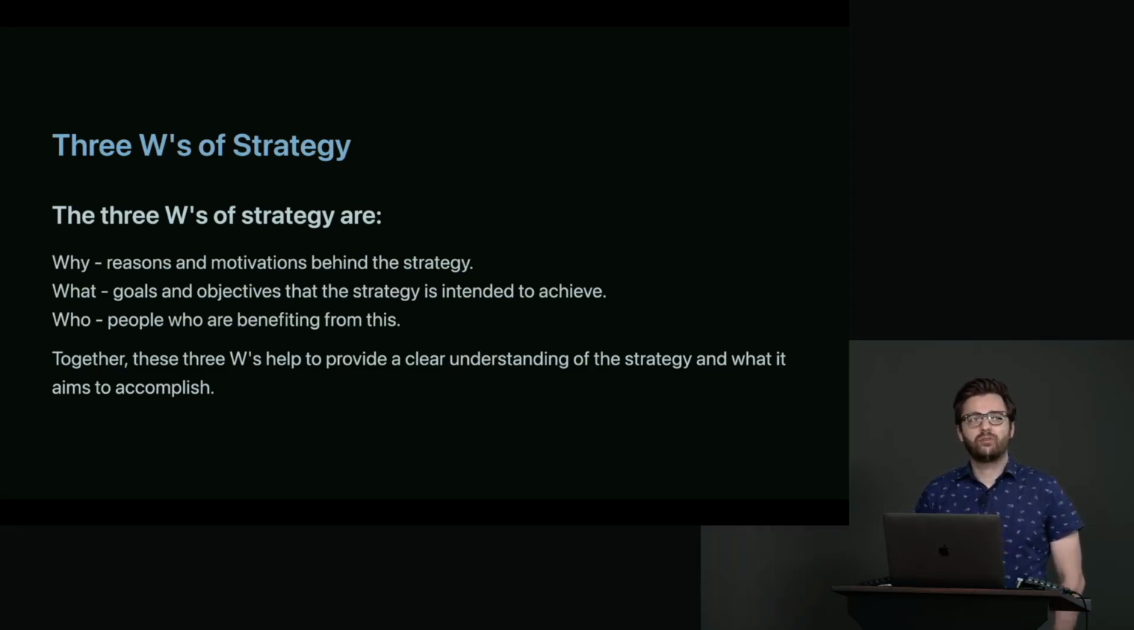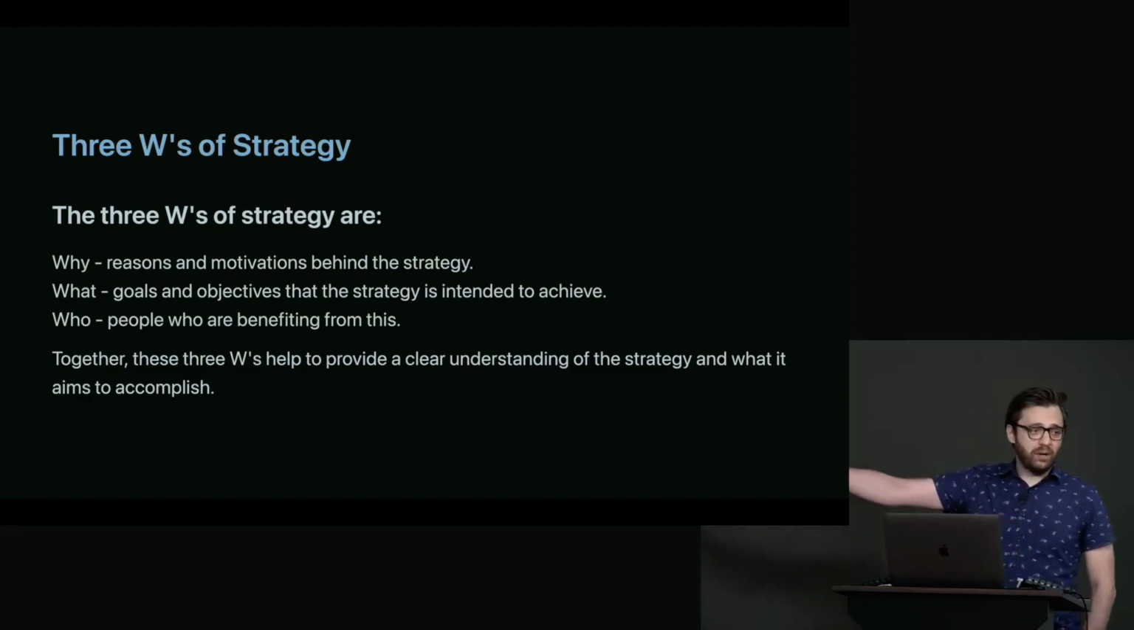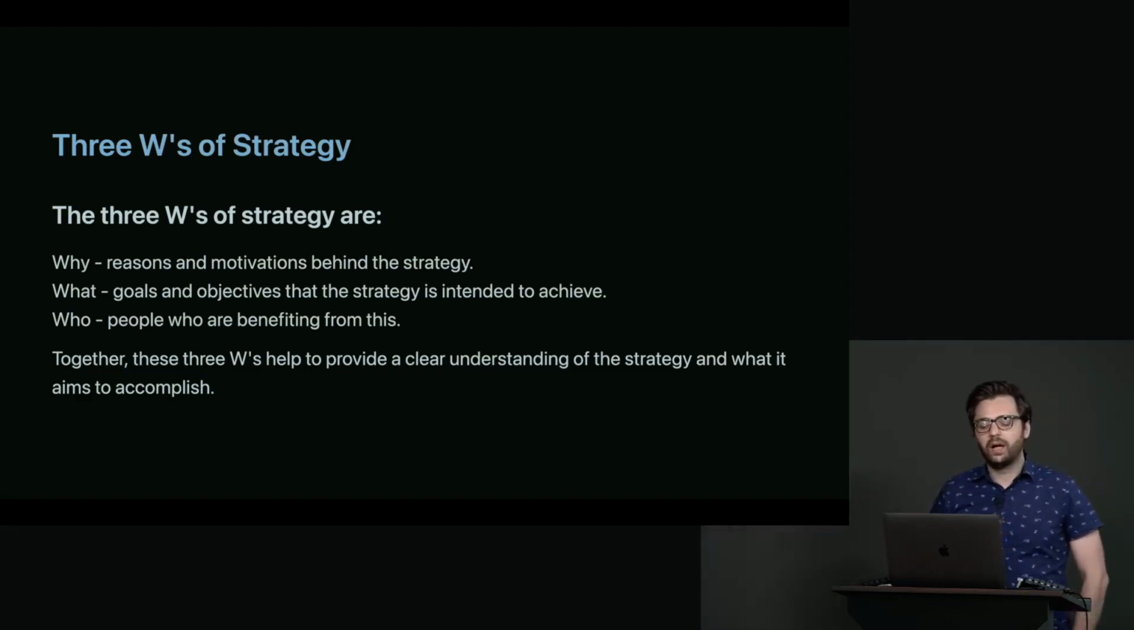I'm sure we've all been in discussions or meetings where somebody has said, hey, let's do this. And you're like, cool, why? Who's this helping? This solves that problem, or it can solve that problem for you. And the 3 W's of strategy are basically why, what, and who. Why: reasons and motivations behind the strategy. What: goals and objectives that the strategy is intended to achieve. And then who: the people who are benefiting from this.